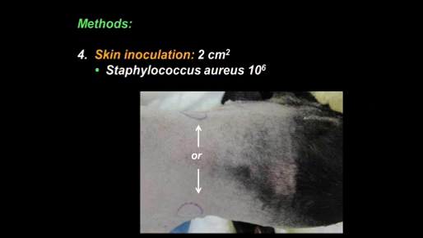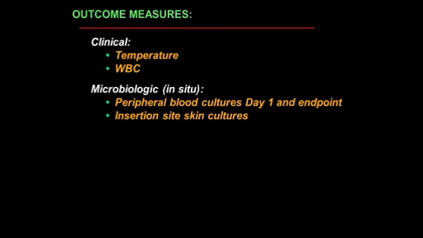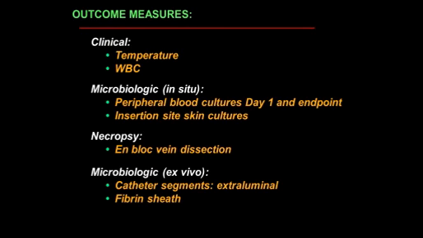This time we only placed 1 catheter randomly selected in each sheath, again with the 2 centimeter squared inoculation. We looked at temperatures, white blood counts, peripheral cultures, insertion site cultures, and en bloc vein dissection, as well as the catheter segments and fibrin sheath. The first interesting result was that in the control group, all 3 of the sheaths were determined to be septic within the first 7 days.